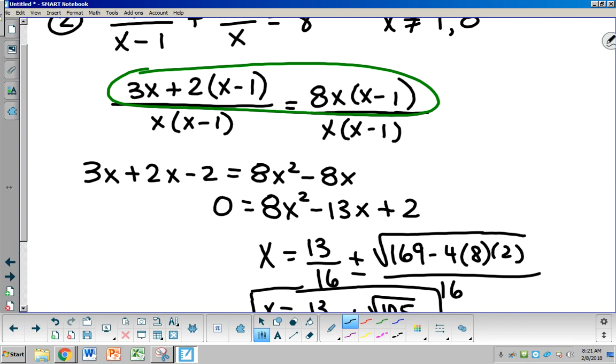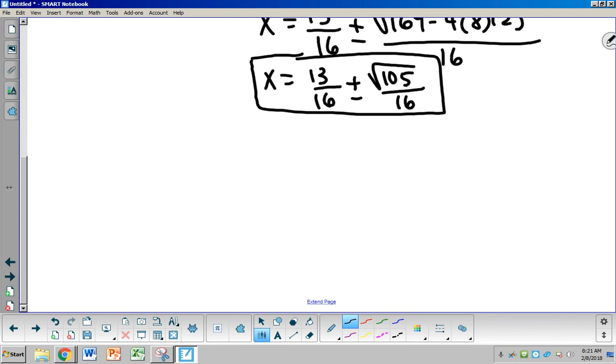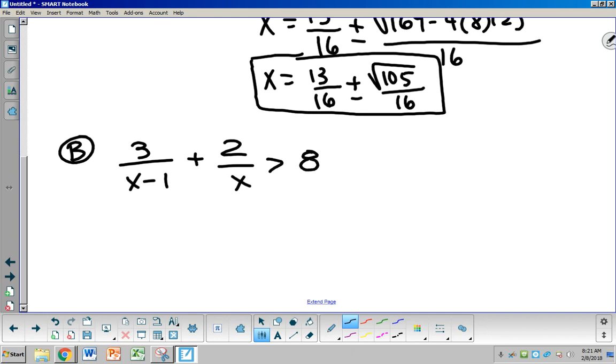So that's part A. That's the equality. You know where we're headed, right? Now we're going to do an inequality. And let's try greater than. So we'll say 3 over x minus 1 plus 2 over x is greater than 8.